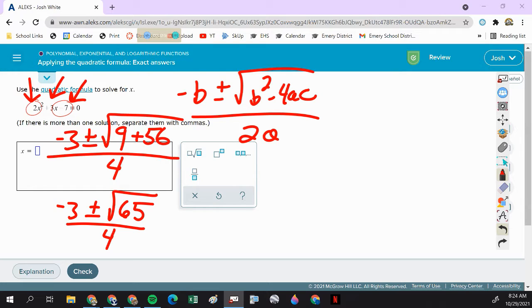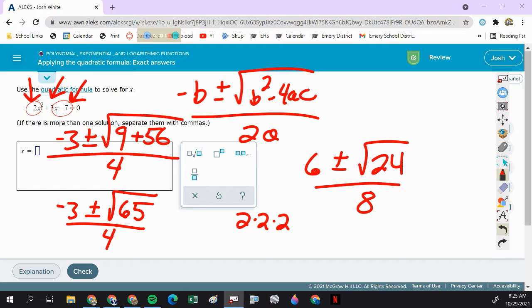How dare they? What if I had 6 plus or minus the square root of 24 over 8? If we factor 24 down, I get 2 times 2 times 2 times 3. What can I take out of that? A set of 2's. And I bring that to the front, so that would be 6 plus or minus 2 root 6 over 8. Can I simplify anything there?